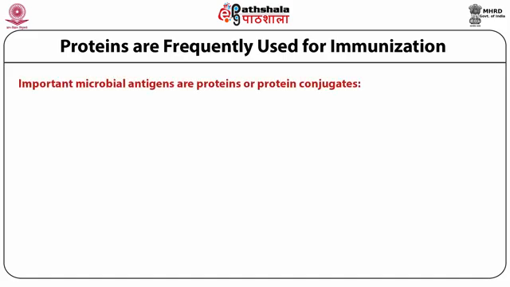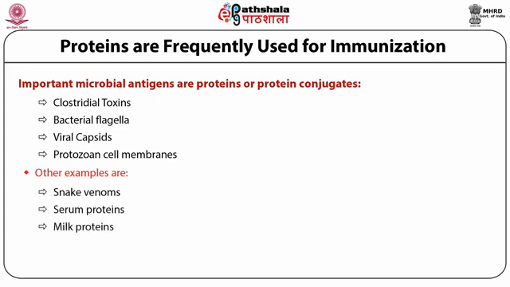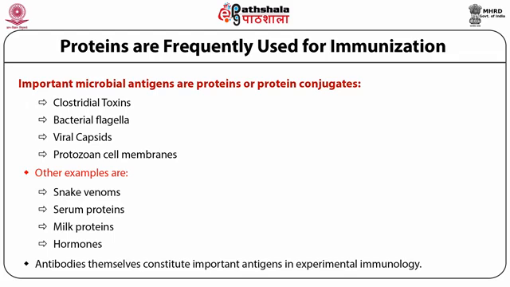Important microbial antigens are proteins or protein conjugates like clostridial toxins, bacterial flagella, viral capsids, protozoan cell membranes, snake venoms, serum proteins, milk proteins and hormones are also used as antigens for immunization. Antibodies themselves, being proteins, constitute important antigens in experimental immunology.